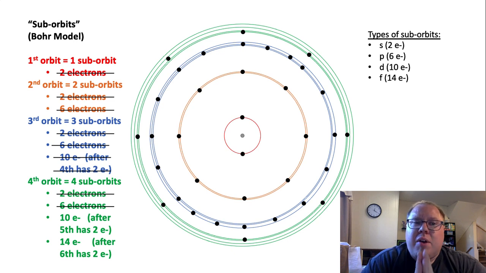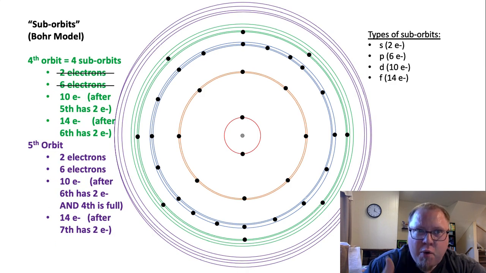Now that we currently have 8 in the 4th, it actually has 4 suborbits, right? You have the 10 D's again, that D suborbit. That one is not going to fill in until the 5th has at least an S in there. So I can't put them in yet without having a 5th orbit here. So try to expand this a little.